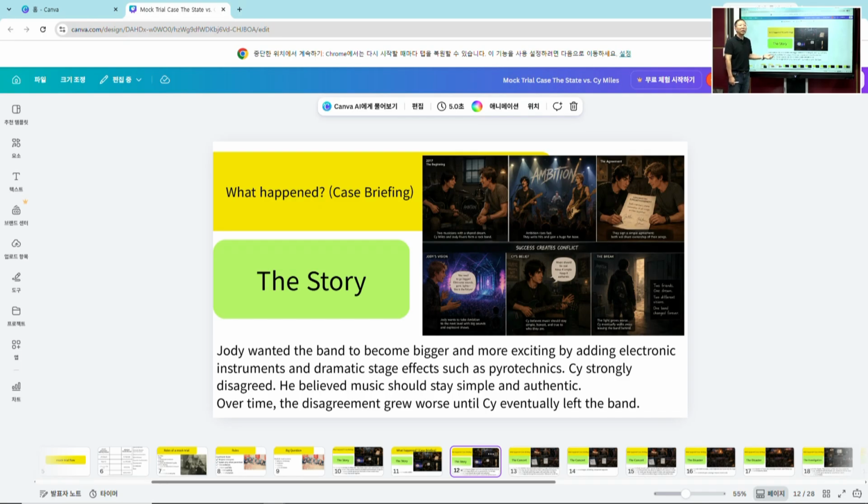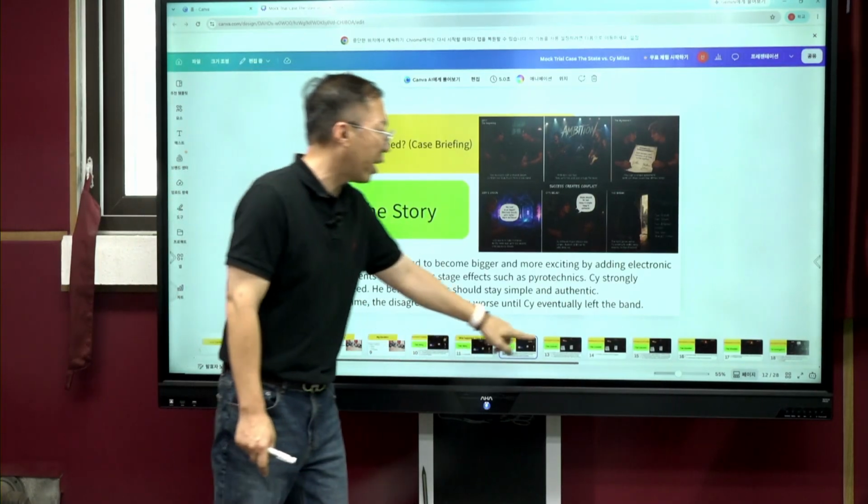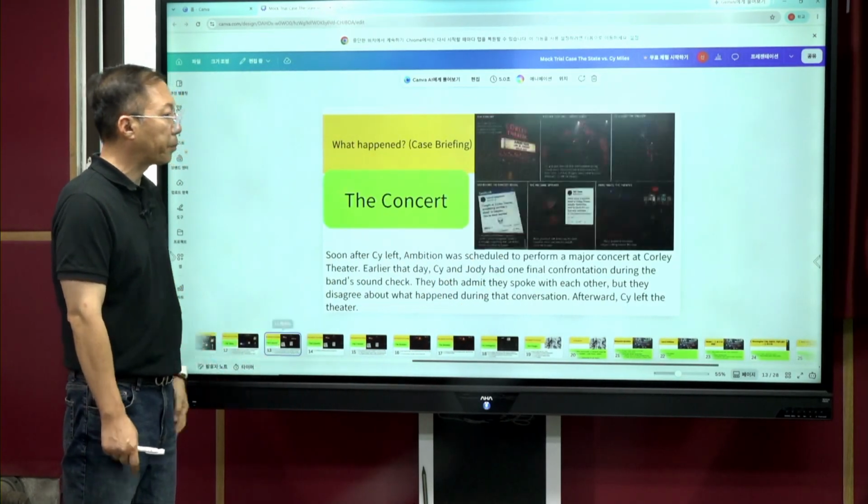Cy wants to keep their music simple, authentic, and original. He didn't want to mix their sound with any other instrument, only maintain the electric guitar. So as time goes by, Jody Rivers and Cy Miles have more and more arguments. Unfortunately, Cy at the end decided to leave the team. So Cy Miles is not a team member anymore.